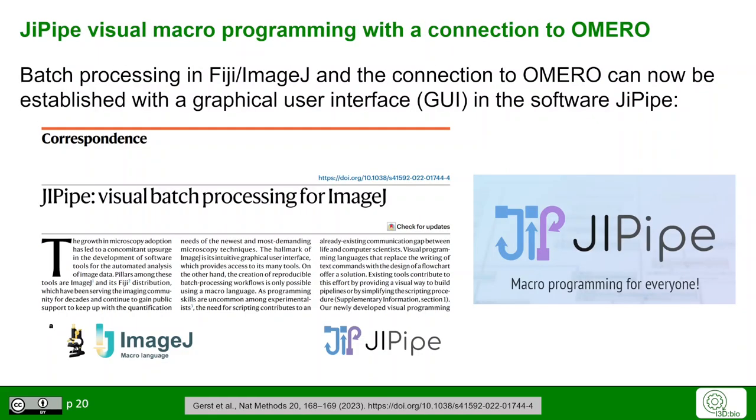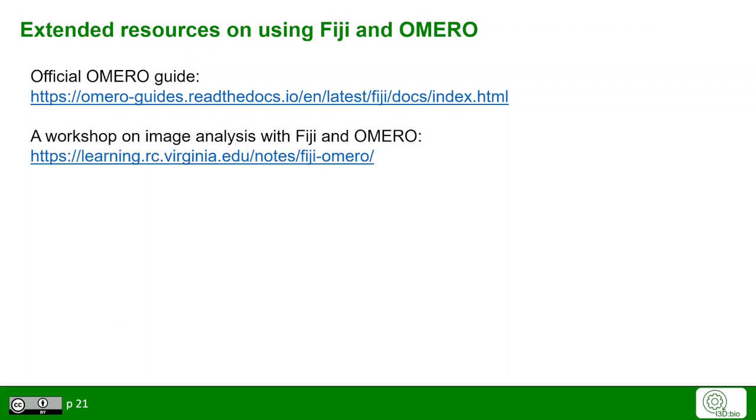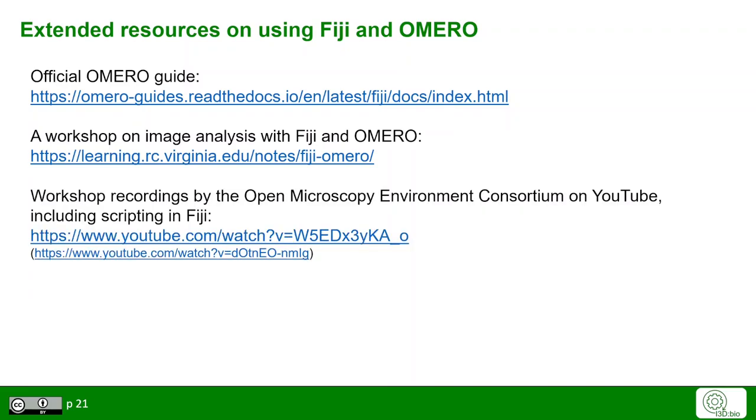More recently, GyPipe for visual macro programming in ImageJ has been published. This software offers a graphical user interface to establish a processing and analysis workflow in Fiji, and it also works in connection with OMERO. To learn more about image analysis with Fiji and OMERO, check out the OMERO guides. Moreover, there are workshops available on image analysis with Fiji and OMERO. Also, the Open Microscopy Environment Consortium offers some introduction to using Fiji and OMERO on the YouTube channel.